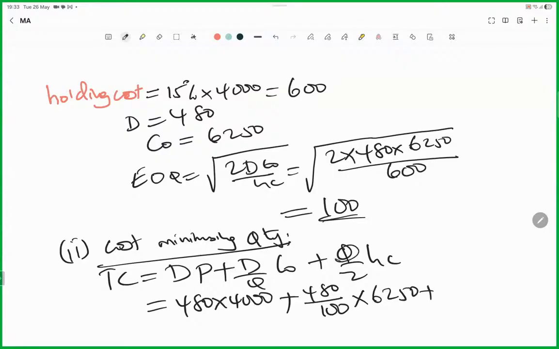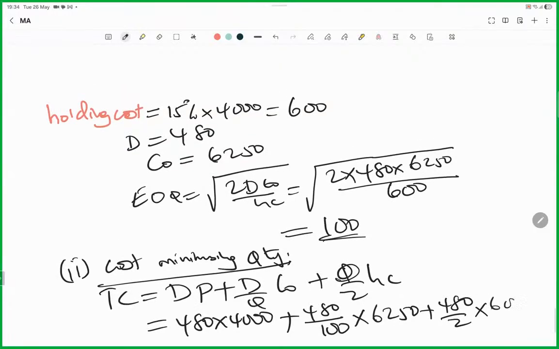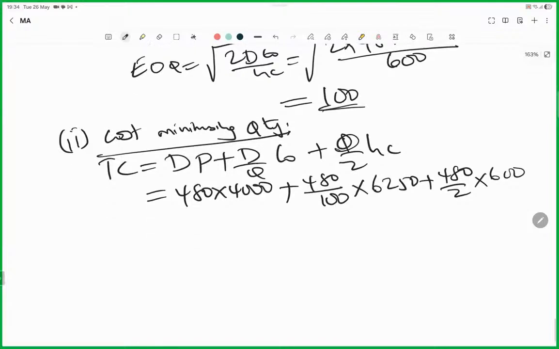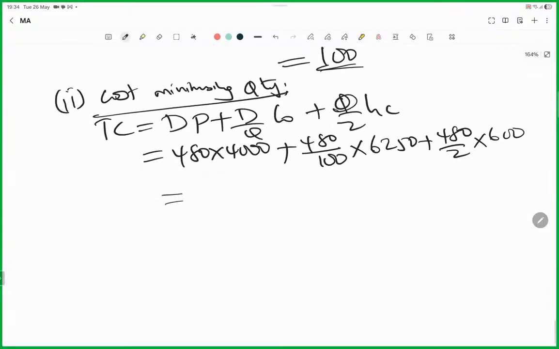Q again, 480 over 2 times the HC that you had given me a figure of what here, somebody? 600. So please punch up everything to give me this answer.